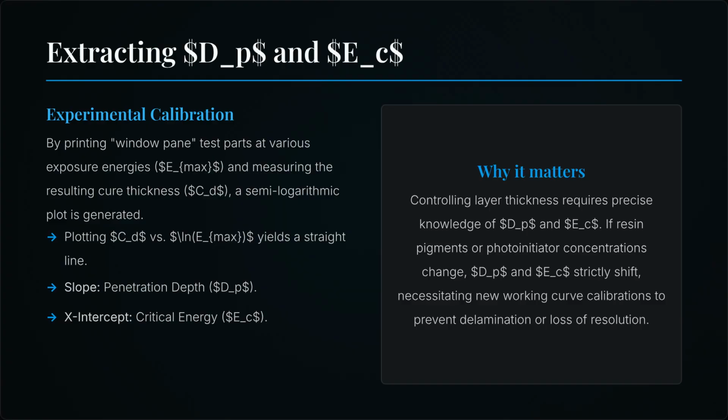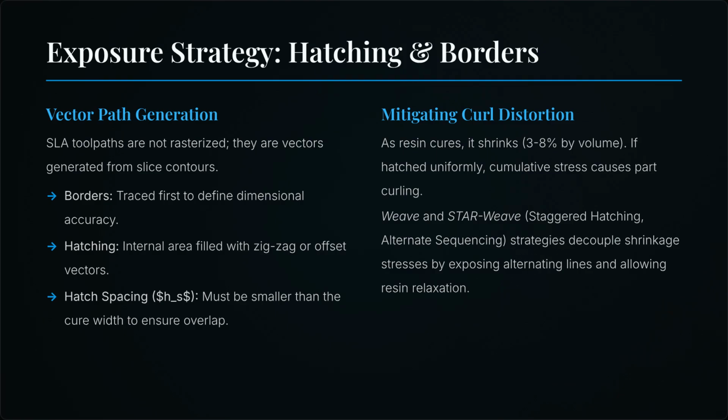By measuring cure thickness at various exposure energies, we can generate a working curve to extract penetration depth and critical energy. To minimize stress, SLA uses vector-based paths rather than rasterized images. Strategies like staggered hatching help decouple shrinkage stresses and prevent part curling.